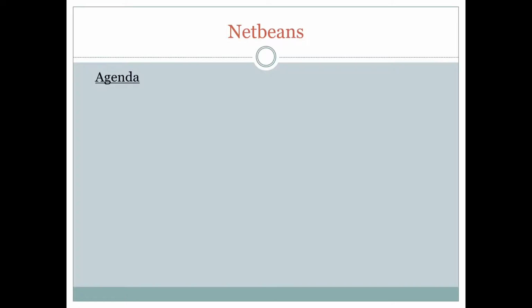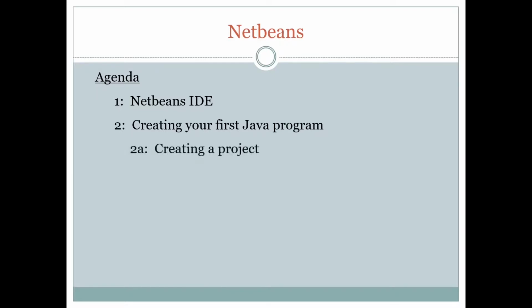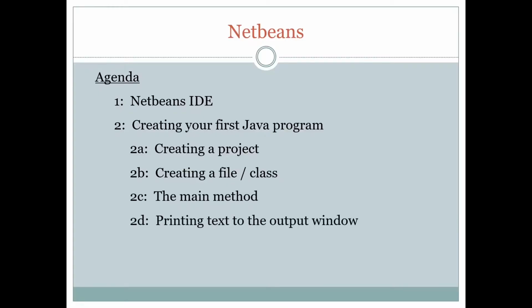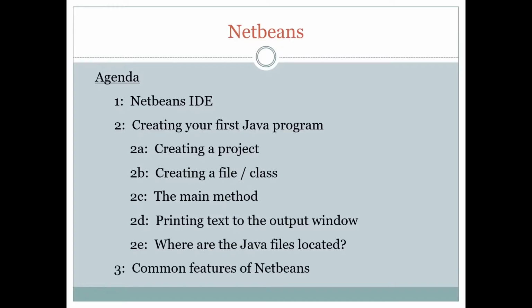Today's agenda is going to be the Netbeans IDE. IDE stands for Integrated Development Environment. We're going to install Netbeans. Then we're going to create our first Java program, which will include creating a project, creating a file, or what's known as a class in Java. The main method, what is it? How do we make it? Printing some text to the output window. And of course, where are the Java files actually located on your computer? And finally, we'll do a tour of Netbeans, some common features of things that you may be using more regularly.